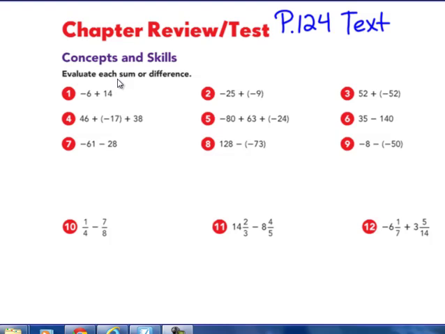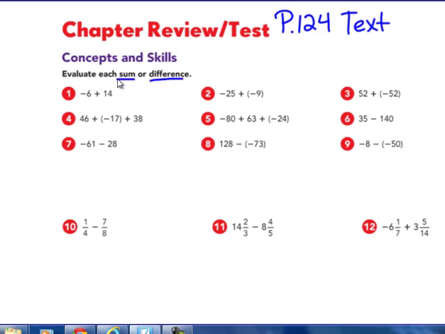Today we're going to be doing Chapter 2's review. I'm going to do part of the questions in the packet that I gave you. This is from your textbook on page 124. I'm going to skip around a little bit. I'm going to do some of the problems and leave some of them for us to do together with partners in class on Monday. So evaluate each sum or difference.